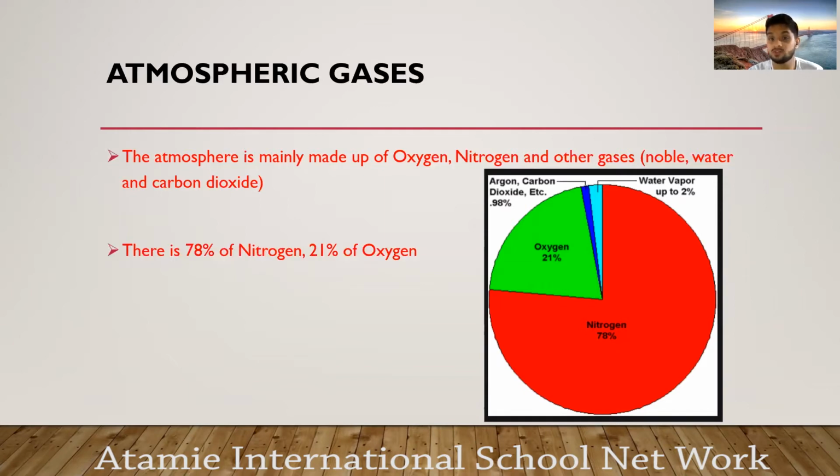And then we have oxygen, which is 21%. And then the other gases, which could be water, noble gases, and even carbon dioxide, roughly add up to about 2% of the entire thing, maybe even less if you perform your arithmetic correctly. So the atmosphere is mainly made up of two main gases, nitrogen and oxygen, which are very important. We'll look at what they are, and mainly focus on their uses in day-to-day life.